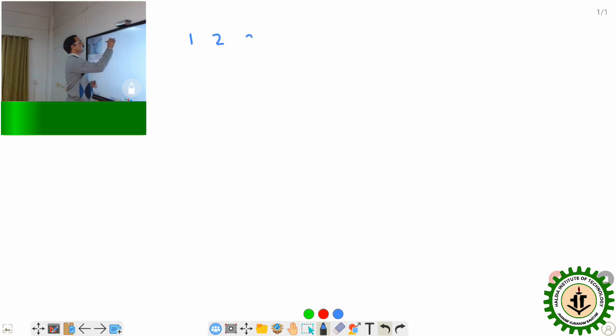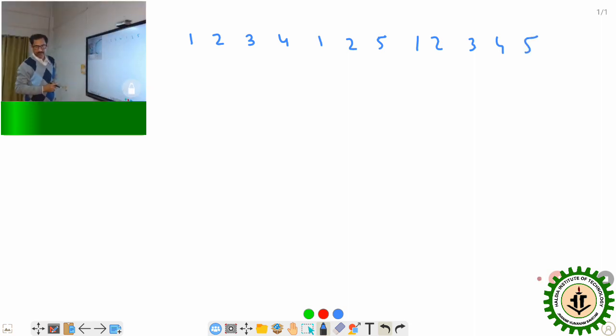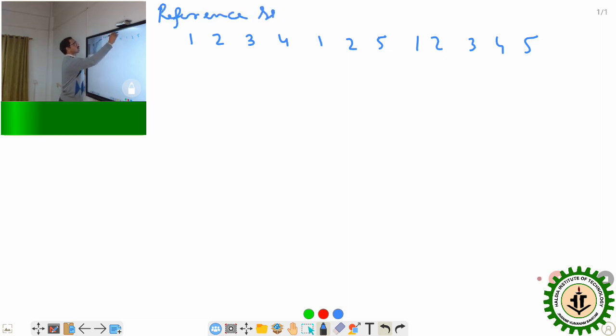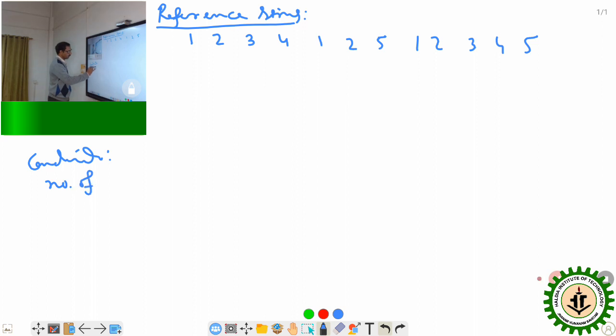Let us consider an example to illustrate this concept. Let us consider that the reference string of pages is 1, 2, 3, 4, 1, 2, 5, 1, 2, 3, 4, 5. This is the reference string, and the page numbering is like this. We also consider the number of frames equal to 3.